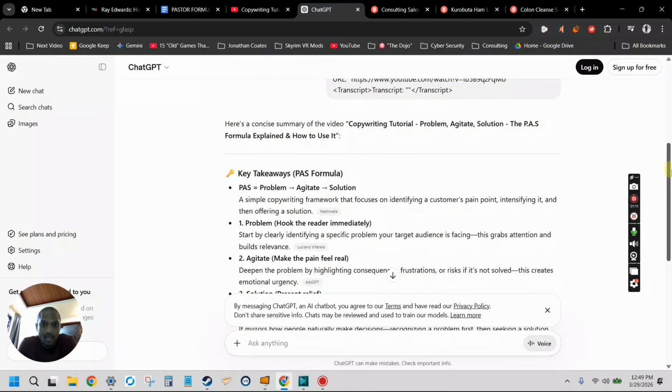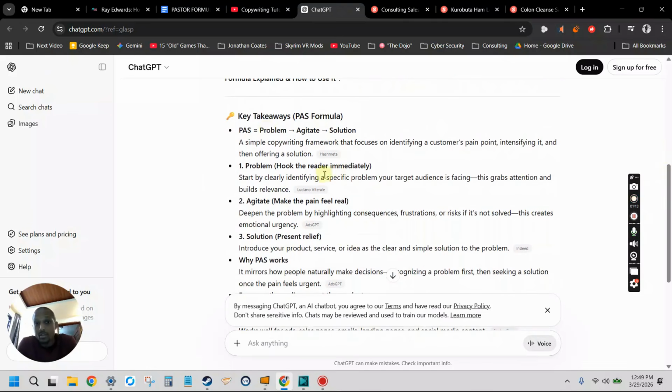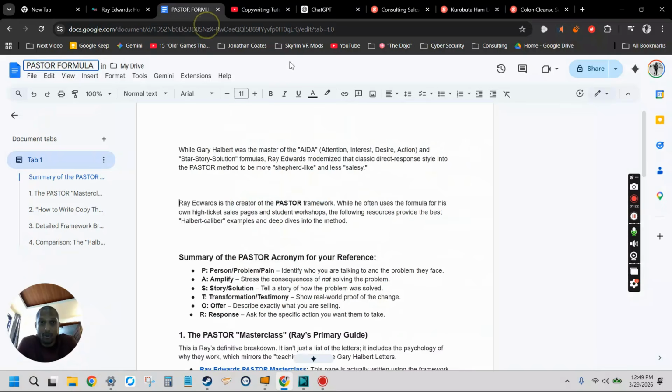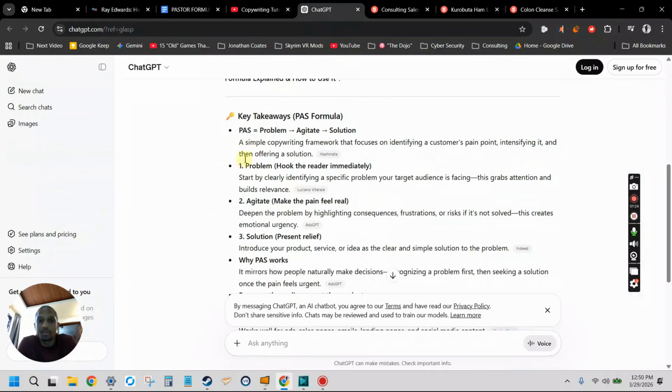So as you can see here, PAS, you can either say pain, problem, or you can say person, like a person's problem. But that's what it says in the passive formula. In the original PAS formula, it's just problem or pain. Start by clearly identifying a specific problem that your target audience is facing. This grabs their attention, and then you can build relevance.